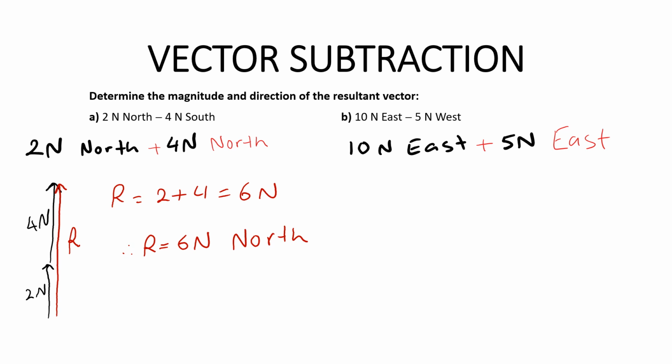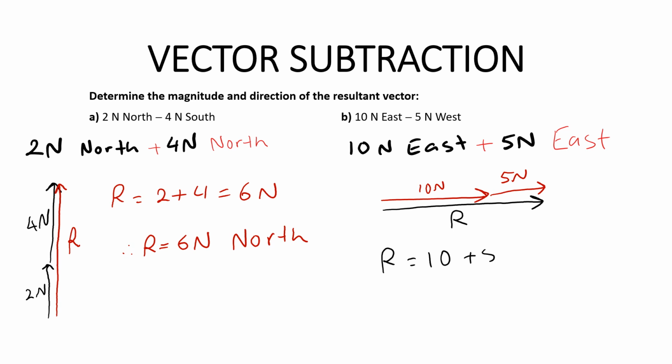So therefore, we have here 10 newtons east plus 5 newtons east. Connect these two vectors from head to tail, and the resultant is from the start to the end. This is the resultant. So now let's calculate the resultant. The resultant equals 10 newtons plus 5 newtons, which equals 15 newtons, and the direction is east.